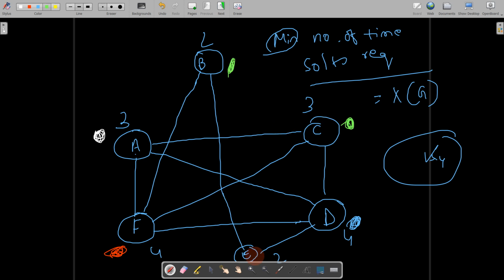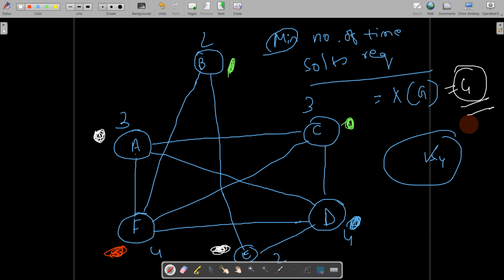Okay. Now E cannot be colored using green or blue. So it has to be colored with either red or white. So I will color it using white color. So the chromatic number of this graph is equal to 4. Minimum 4 different time slots we have to make to schedule such an exam.